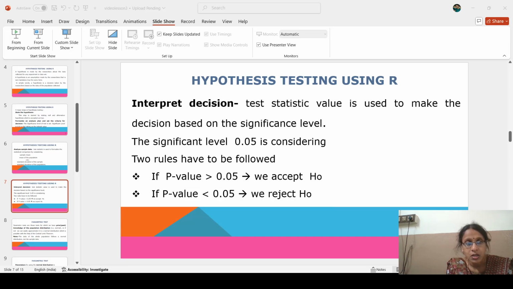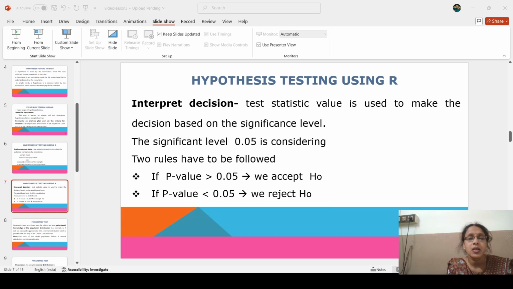So I am repeating once again here. Hypothesis testing is one of the most important concepts in statistics. This concept is heavily used by statisticians, machine learning engineers, and data scientists. Statistical tests are used to check whether the null hypothesis is rejected or not rejected.